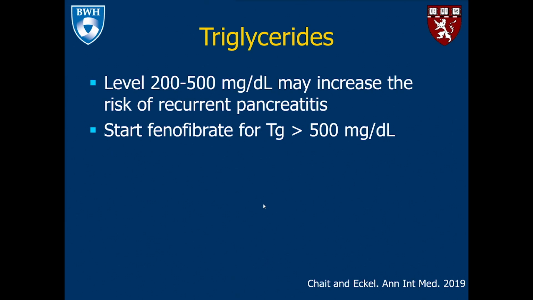So how about triglycerides? So in somebody that has presented with hypertriglyceridemia-induced pancreatitis, but actually any type of pancreatitis, a higher level that's between 200 and 500 may actually increase the risk of recurrence. And so we do recommend to start fenofibrate for triglyceride above 500, like Mr. M.